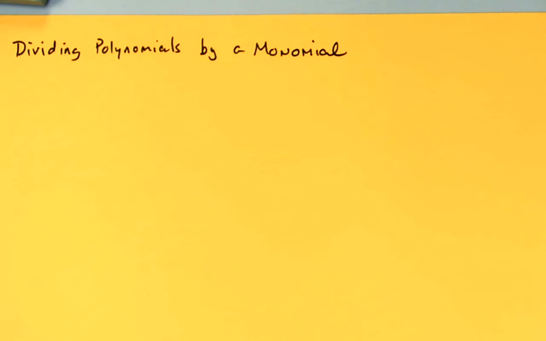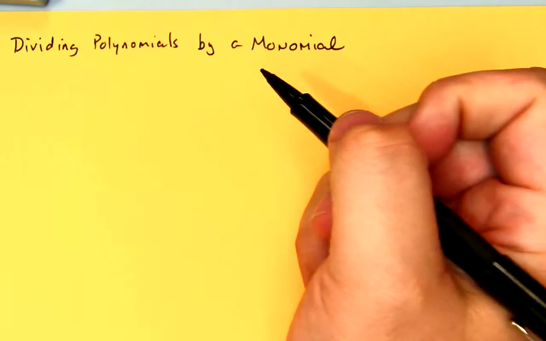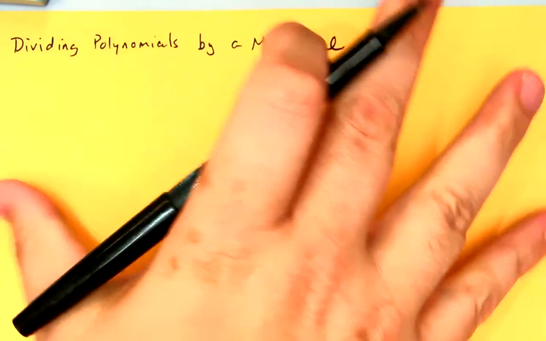Hello everybody, we're going to talk about dividing a polynomial by a monomial. And the nice thing is, sometimes it works where you don't get a remainder, sometimes you do get a remainder. But when you're dividing by a monomial, it ends up being pretty nice.